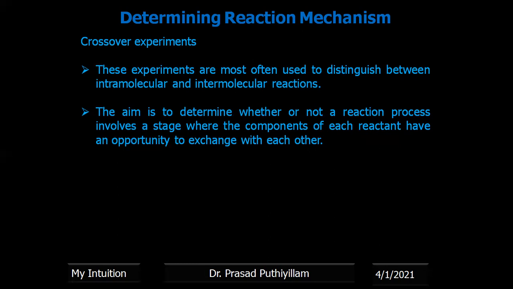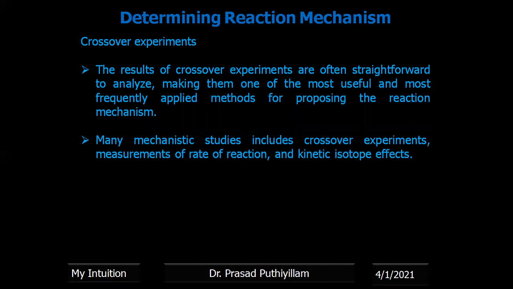Those can be used to identify the type of molecular rearrangement, whether it is an intermolecular rearrangement or an intramolecular rearrangement. And these are known as crossover experiments, in which the side chains, even in the final product, will either remain as such or will undergo crossover. Okay, with an example it will be more clear. The results of crossover experiments are often straightforward to analyze, making them one of the most powerful and most frequently applied methods for proposing the reaction mechanism.